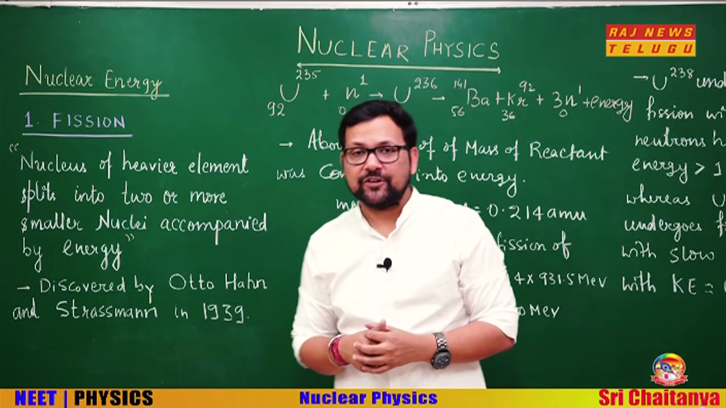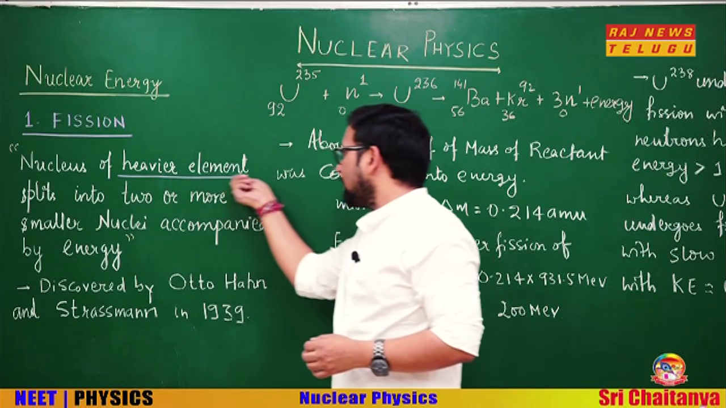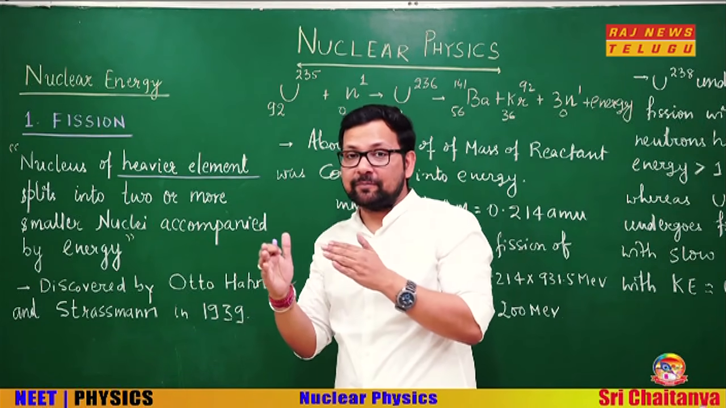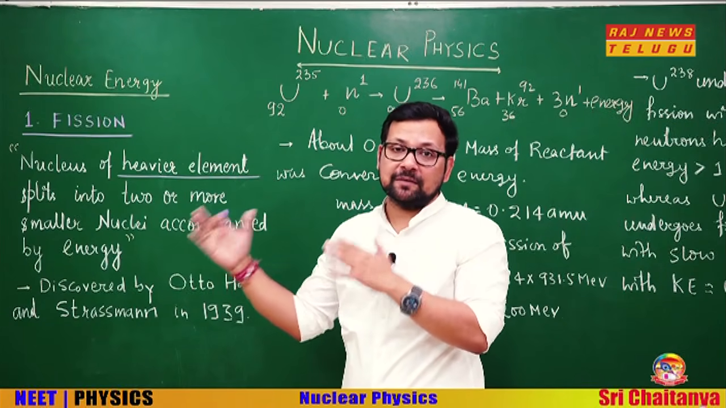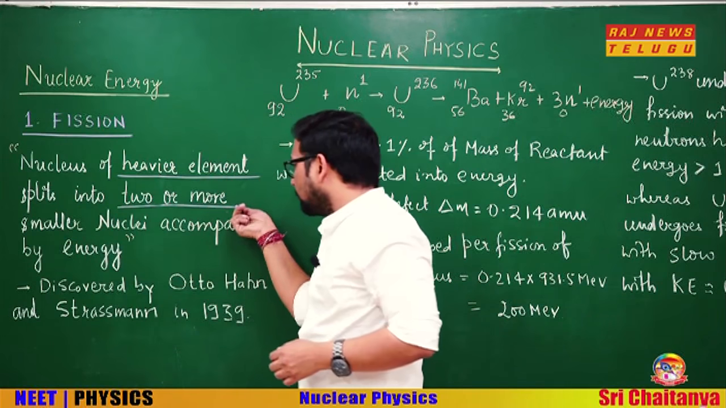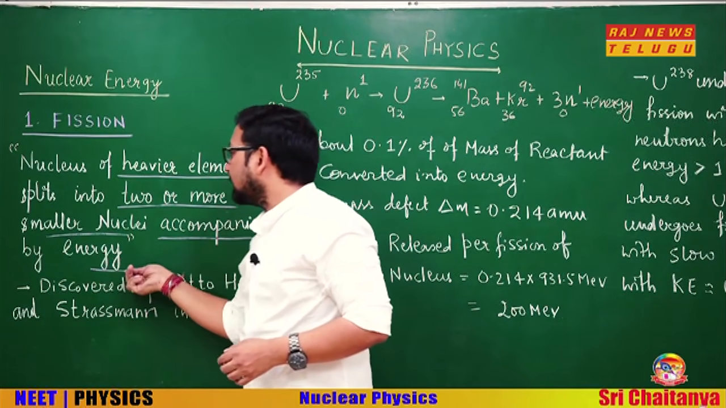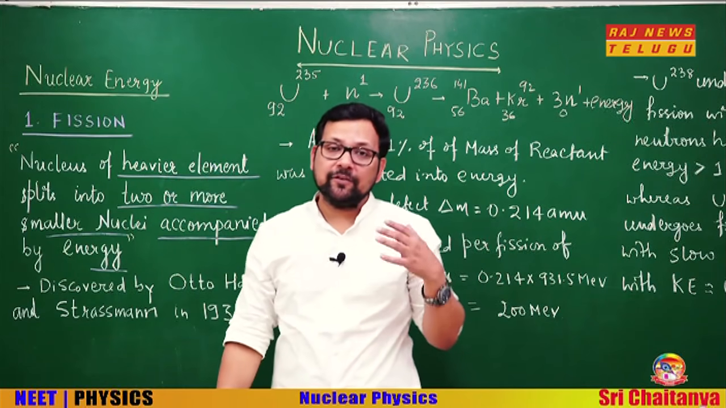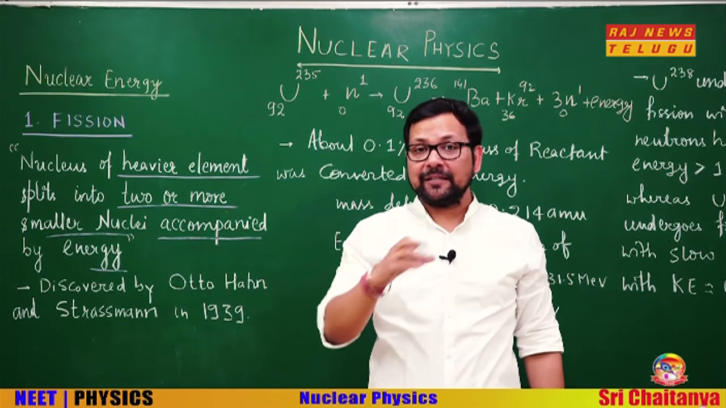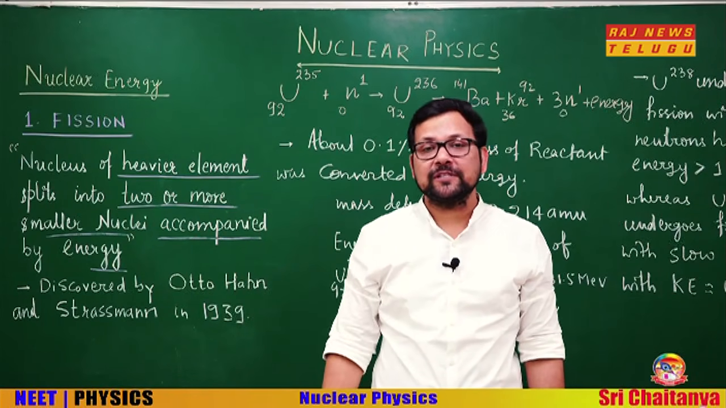Let's see the definition. The nucleus of a heavier element, on the right-hand side of the binding energy curve, with a heavier mass number, splits into two or more smaller nuclei accompanied by the release of energy. This is fission. A heavier element splits into stable nuclei, and some energy is obviously released. That process is called fission.